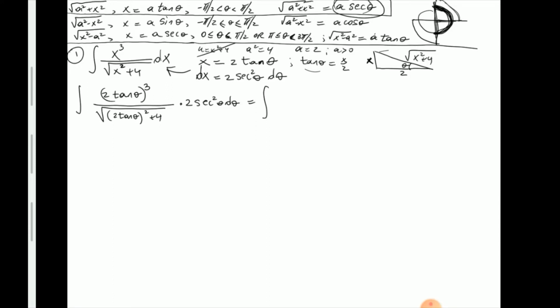If you don't remember that, just do the computation and apply the identity. So here if I raise to the power of 3, that's 8 tangent cubed theta. On the denominator I have the square root of 4 tangent squared theta plus 4 times 2 secant squared theta. But you see, it's useful to remember what the radical becomes because you save some steps. Let's combine 8 with 2. That makes it 16 tangent cubed theta secant squared theta. On the bottom I can pull out 4, tangent squared theta plus 1.